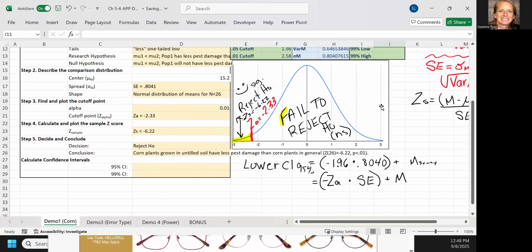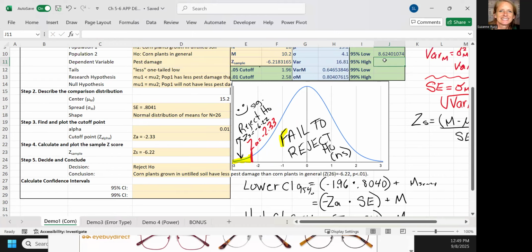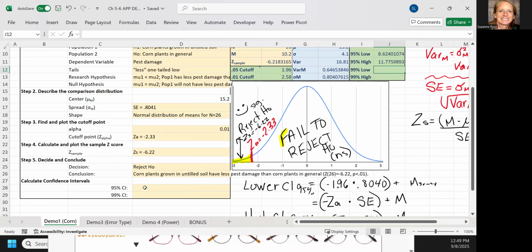The high end is the very same formula without the negative sign. So the high confidence interval at 95% equals, same thing, Z alpha times standard error plus mean. And so we just do the very same formula. Equals parentheses, there's our 1.96 times our standard error plus our sample mean. And so we're getting 11.77. So our confidence interval is 8.62. So we'll write 95% confidence interval equals 8.62, rounding to 2 decimal places, to 11.78. Let's do the same for a 99% confidence interval.